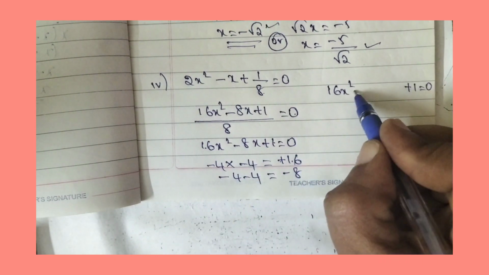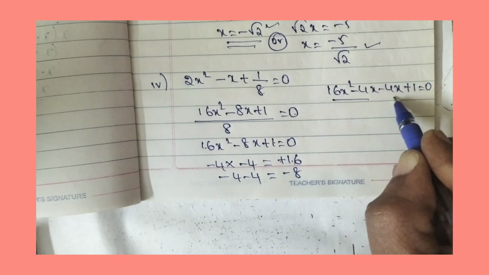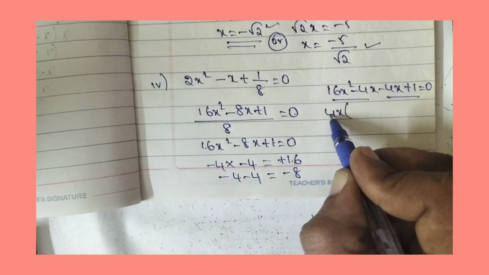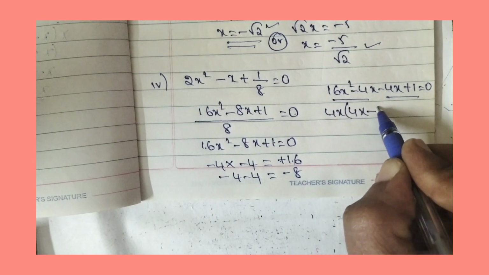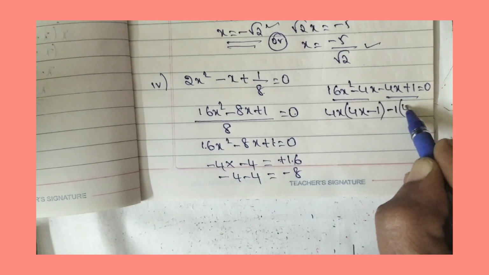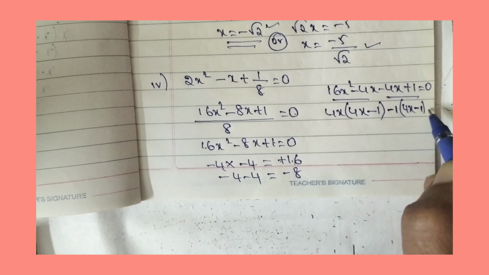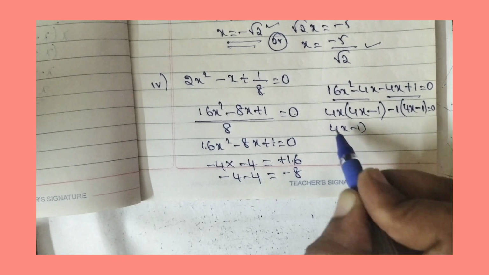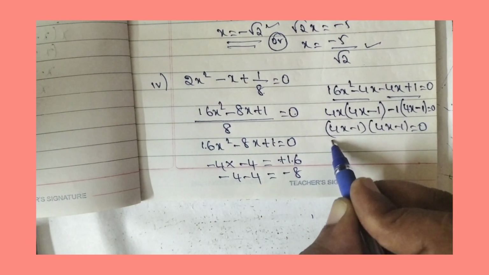Then −8x can be written as −4x − 4x. These two are one group and these two are another group. Take 4x as common: 4x times 4x is 16x², 4x times x is... so we get 4x(4x − 1) − 1(4x − 1) = 0. Minus into minus is plus, 1 × 1 is 1. The common factor to both is 4x − 1, and the remaining is 4x − 1.